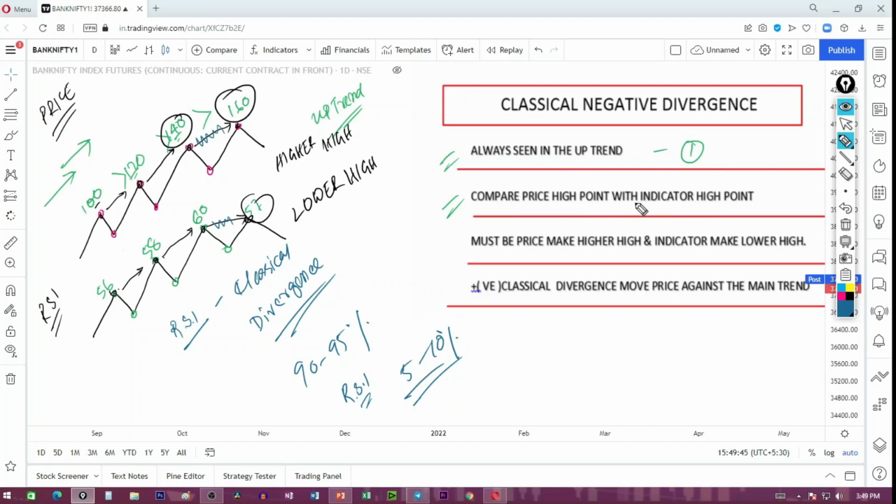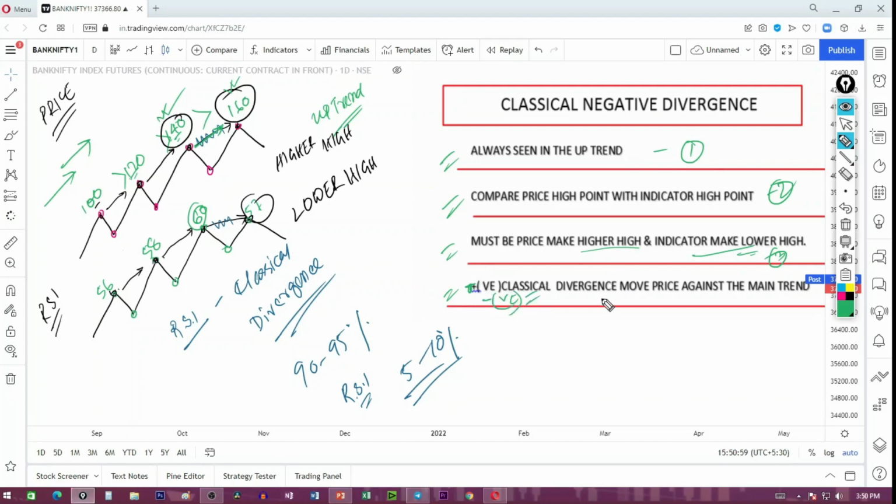We already discussed it. The third point, this is number 2: price must make a higher high. What is the condition? Price makes a higher high. So here 140 is the price and the second is 160. So price makes a higher high. Condition satisfied, and the indicator makes a lower high. This point is 60 and this one is 57.